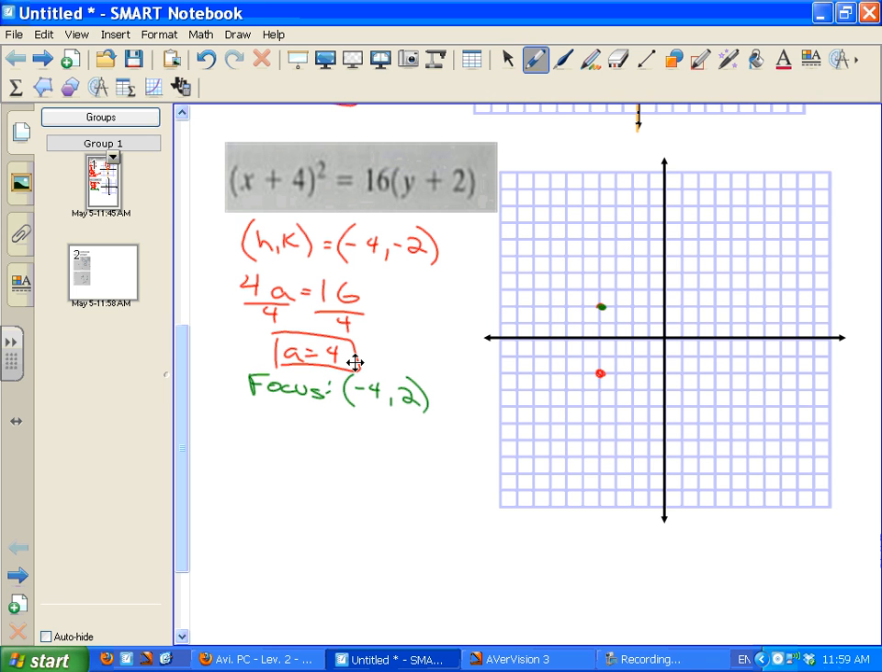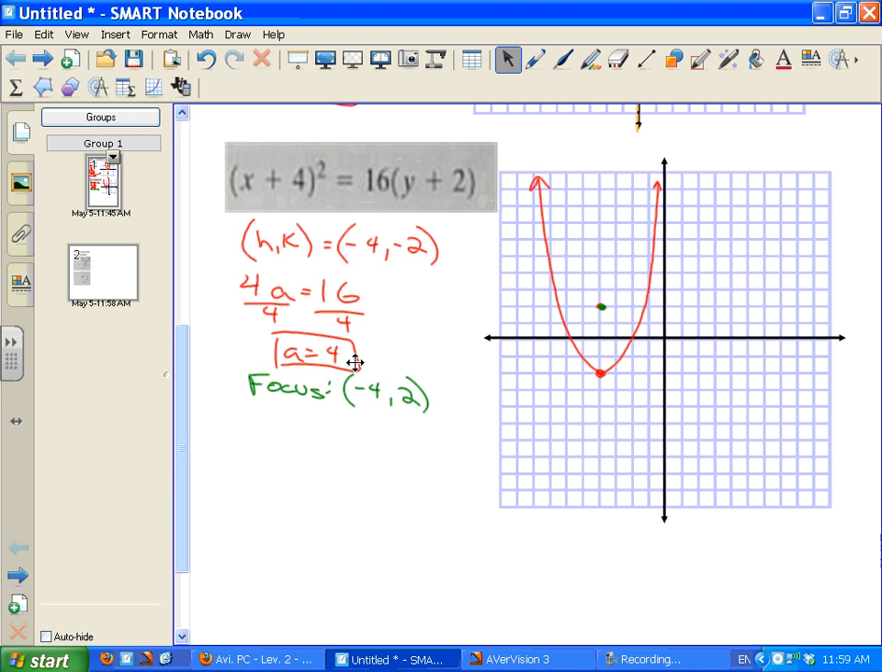So we know that my parabola is going to do something like this. That'll do for my picture. And in this section, what all did they want? Did they want the vertex and the directrix and the focus?